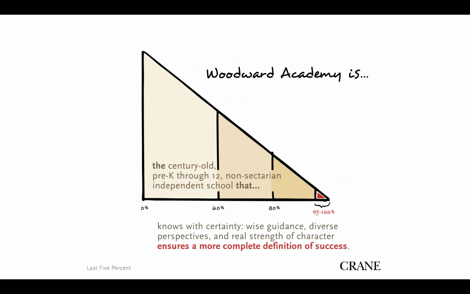So what we do is we look at our last 5%, and of course this sits on a very deep treasure trove of investigation about the school, but you know your school. So we talked about Woodward, and we realized they know with certainty that wise guidance, diverse perspectives, and real strength of character ensure a more complete definition of success. That there are many highly competitive hothouse schools in Atlanta, and Woodward is highly competitive, and yet it does not have what's seen as that hothouse environment, and that's because of the completeness of their definition of success, which they are partially able to do because they are so large that there are an incredible number of niches available for different students at Woodward.